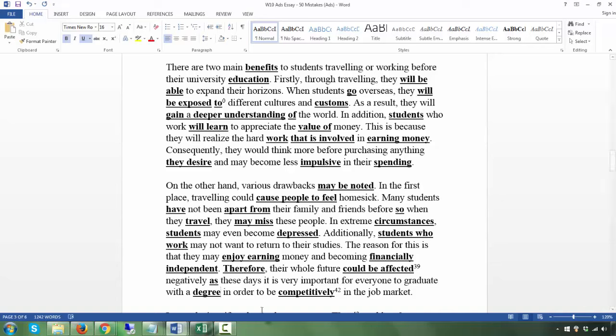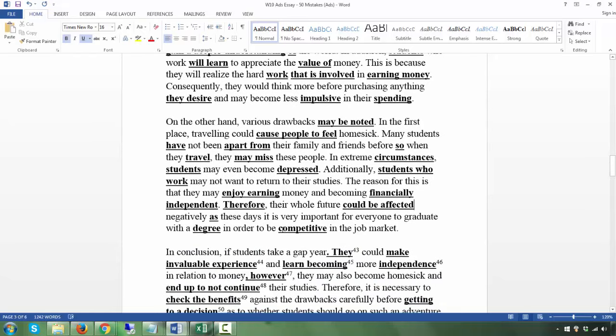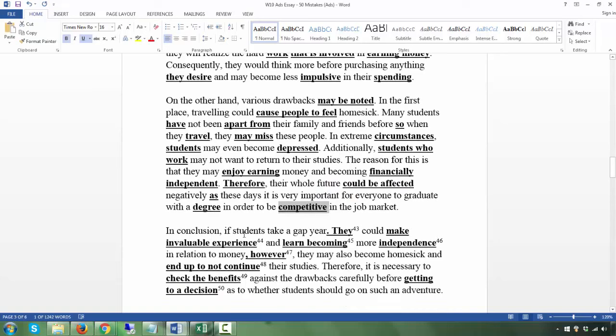Because it's singular, you don't just say degree. It's singular and countable. In order to be, after that there should be an adjective. Competitively is an adverb, so competitive in the job market. All right, so in order to be competitive, the adjective version.